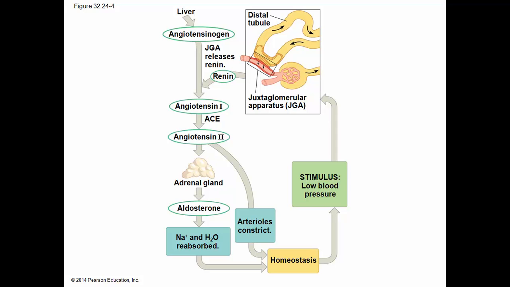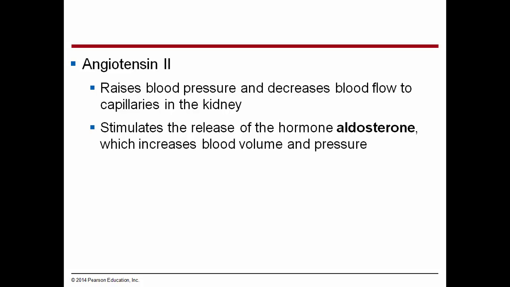Okay, basically, if you have low blood pressure, it's going to cause the renin to be released. That is going to cause aldosterone, which is going to increase your blood pressure. I'm not very concerned about this one. Okay, angiotensin II raises blood pressure and decreases blood flow to the capillaries in the kidneys. It stimulates the release of the hormone aldosterone, which increases blood volume and blood pressure.